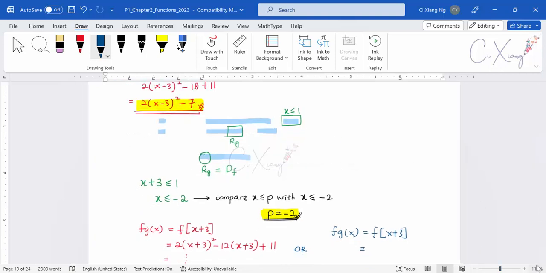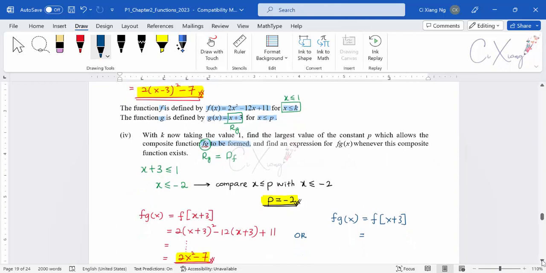If I replace it, then what I have here is 2, then the x becomes x plus 3. Then you copy the minus 3 and square, then minus 7. You can see very easily that you already get the answer in a shorter way, which is 2x squared minus 7. So either one of these methods can be used when you want to solve for this composite function. But if you look at it further, basically this one is easier. The steps are easier and more straightforward.